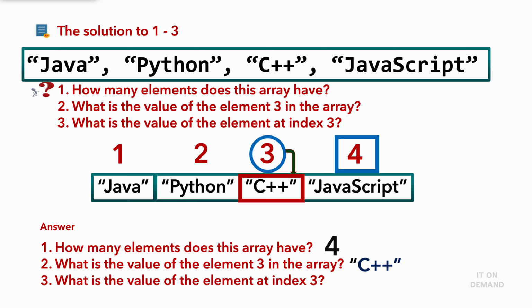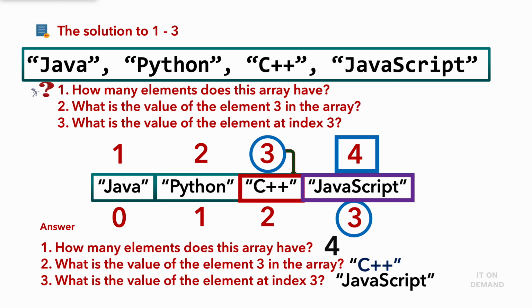How about the third one? It says, what is the value of the element at index 3? Take note of these things because they might be confusing. But if you pay attention to it, you'll understand it. Elements start counting at 1, indexes start counting at 0. So let's count. We have 0, 1, 2, 3. And now we want to look for the index 3, which is this one. And now we say the answer is JavaScript because that's the value of that element at index 3.